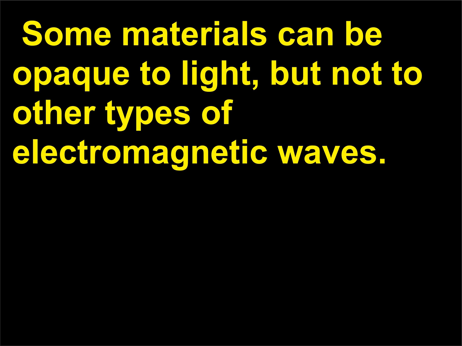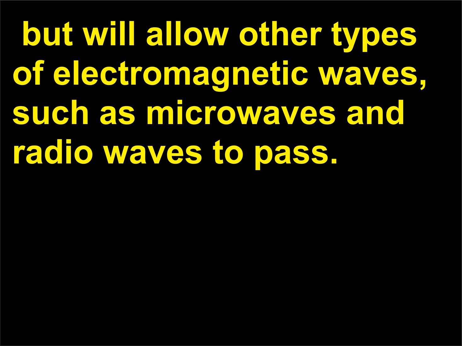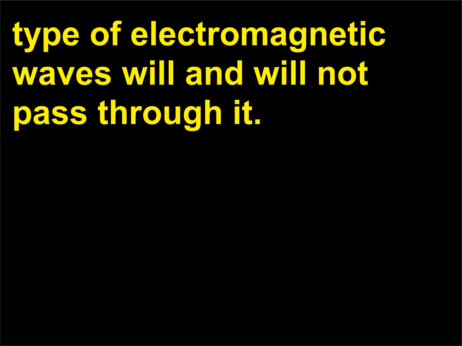Some materials can be opaque to light, but not to other types of electromagnetic waves. For example, wood does not allow visible light to pass through it, but will allow other types of electromagnetic waves, such as microwaves and radio waves, to pass. The physical characteristics of the material determine what type of electromagnetic waves will and will not pass through it.